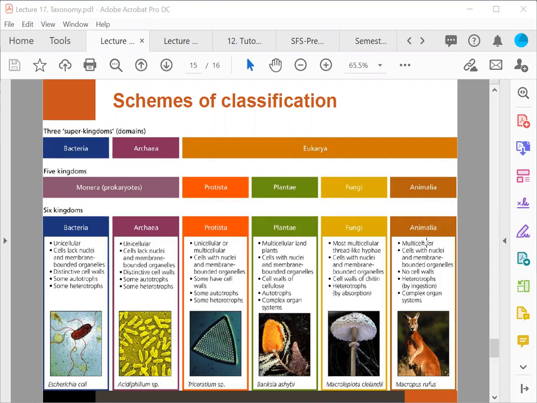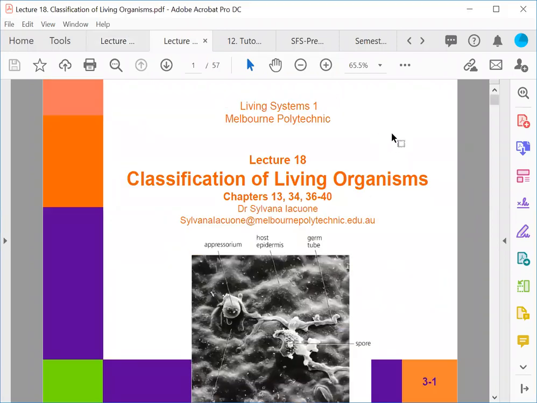All right, and finally, kingdom Animalia. So they're all multicellular. Cells have nuclei, they have membrane-bound organelles. Their cells lack cell walls, so this is an important distinguishing character. They're also all heterotrophs, just like the fungi, but they're heterotrophs by ingestion, and they have complex tissue and organ systems. And we'll revisit each of these groups in turn in our very last lecture, classification of living organisms.